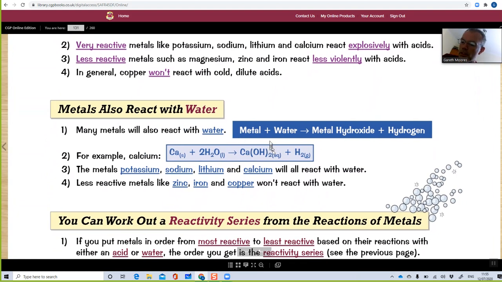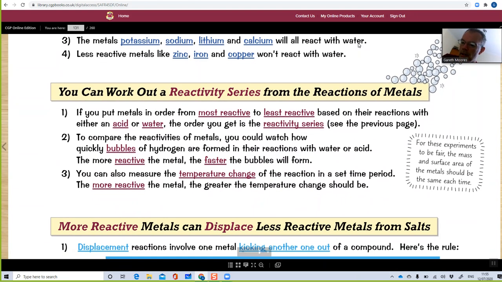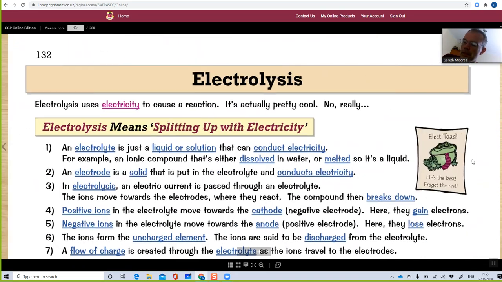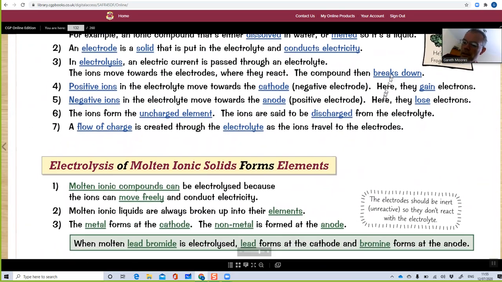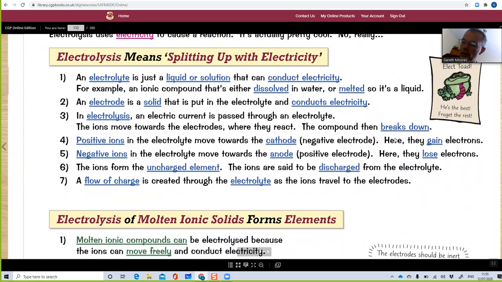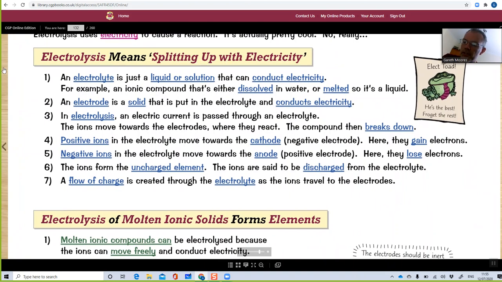Metals reacting with water. Metal plus water makes metal hydroxide plus hydrogen. Here's an example. That's a harder one to remember, isn't it? You just got that. And there we are. And then the last little bit was electrolysis. Electrolysis means splitting up with electricity. Elec means electricity. Olysis means splitting.